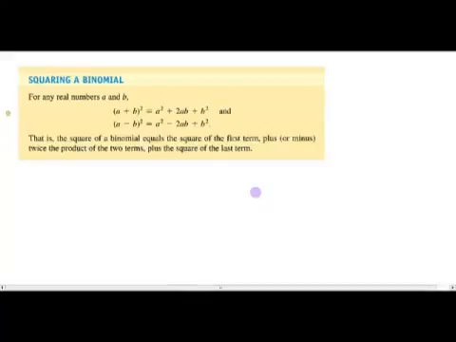So we come to our squaring a binomial rule. For any real numbers a and b, a plus b squared equals a squared plus 2ab plus b squared, and a minus b squared equals a squared minus 2ab plus b squared. What we want to do is, when we're squaring a binomial, not have to write it out as two binomials and then use the FOIL method. We need to use this property of squaring binomials to make the process quicker.